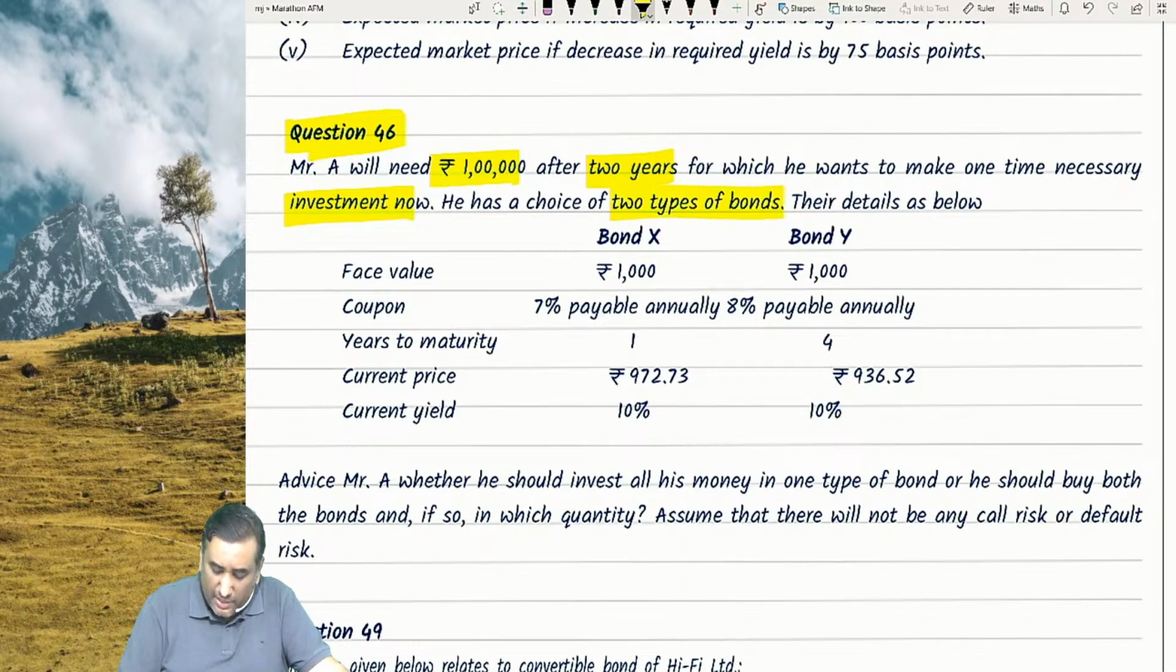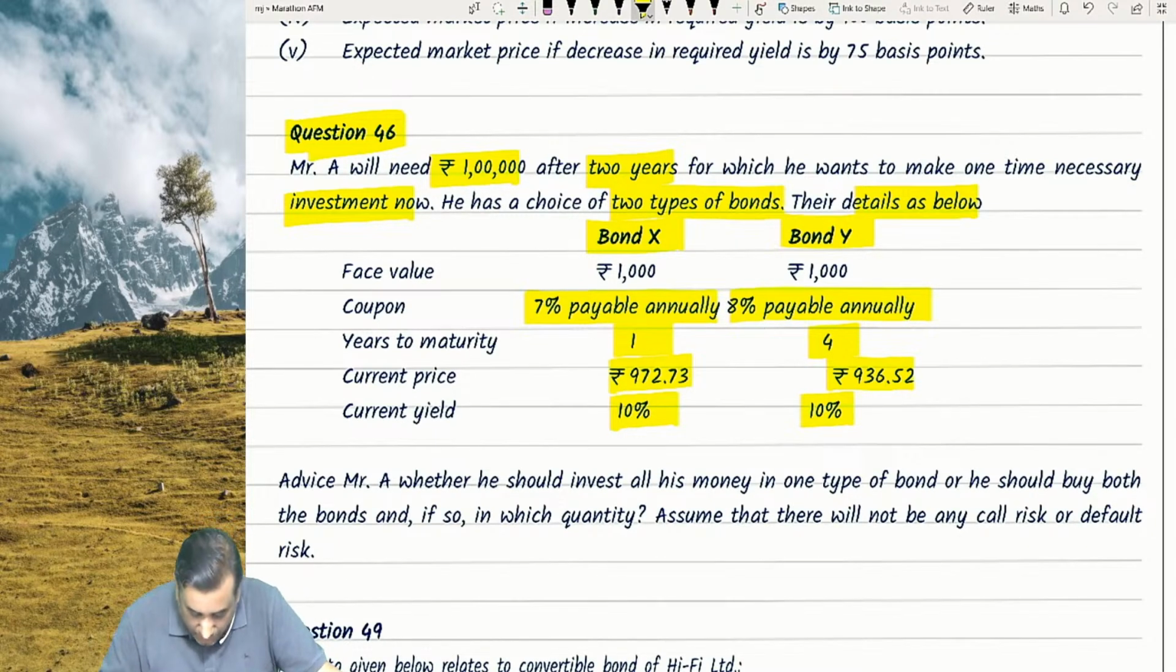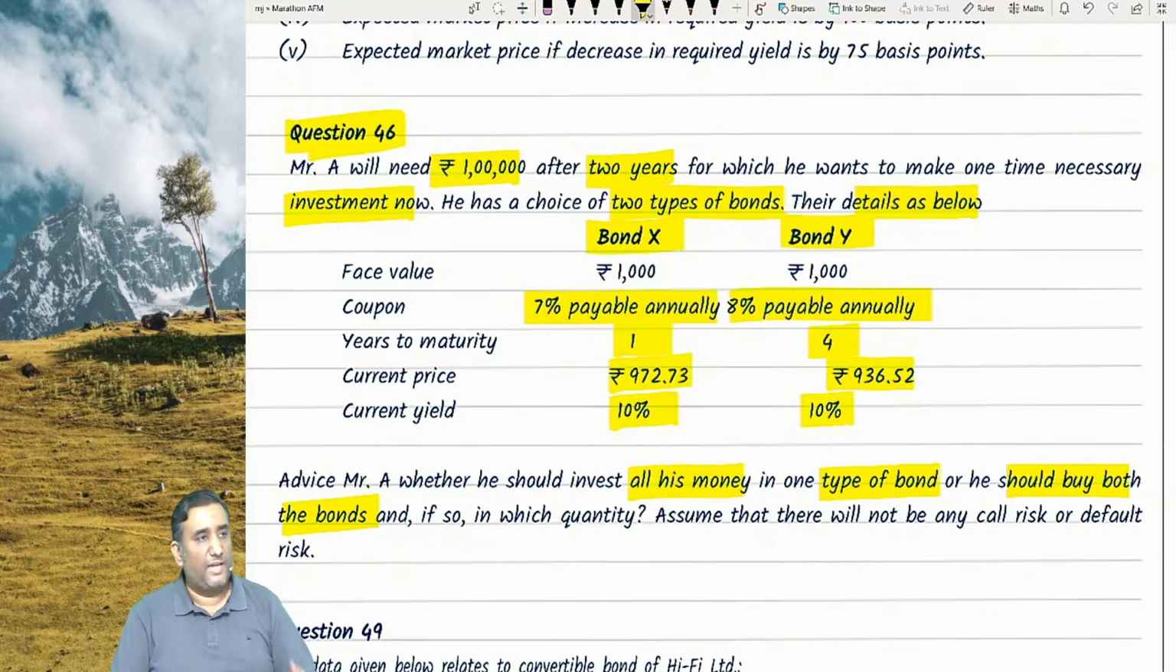He has choice of two types of bond. Details are as below: bond X and bond Y. Face value 1000. Coupon 7% payable annually first, 8% payable annually. Years to maturity 1 and 4. Current price is given at 10% rate. And advise Mr. A whether he should invest all his money in one type of bond or he should buy both the bonds. I will apply some weights in that weightage. If the weightage comes proportionately to two of them, say invest in both of them.